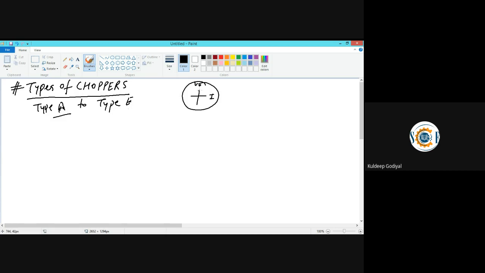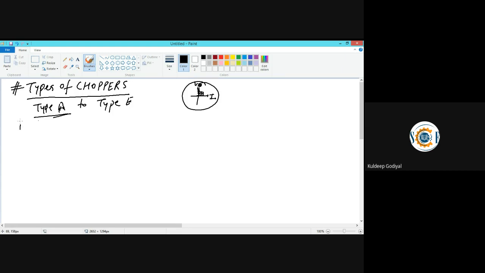Suppose our output voltage is positive and output current is also positive, whatever the direction may be. Whatever convention you choose, according to our convention, if these two parameters are positive, then that particular chopper operation will lie in a particular quadrant. Suppose V naught is positive and I naught is also positive, then it will be a first quadrant chopper. And the first quadrant chopper is basically a type A chopper. So now we will study these in detail.